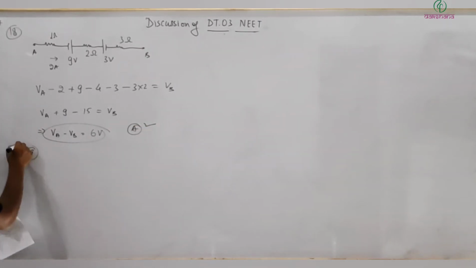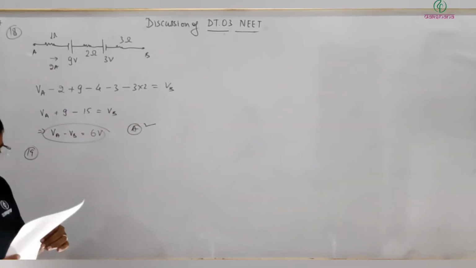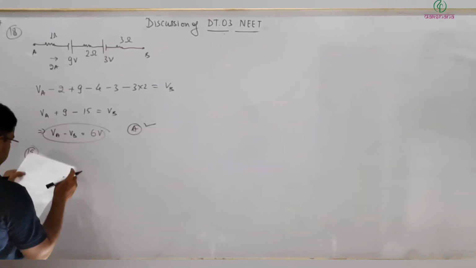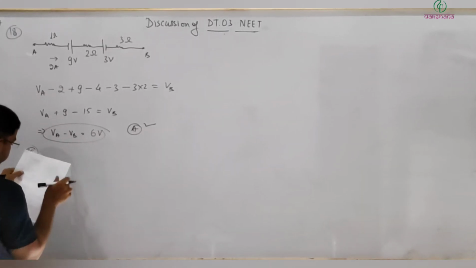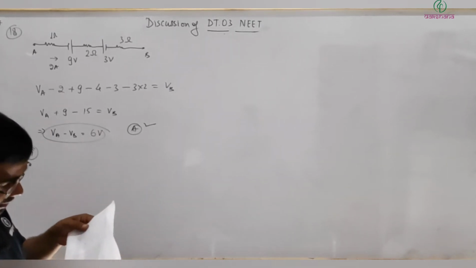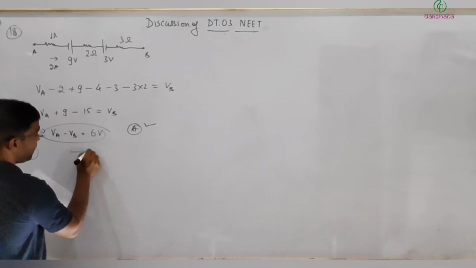Next question number 19. Method is this, you should be clear with that. The resistance between A and B, so here also it's a straightforward thing. Just once again, it's not clearly visible. Alright, let me first draw the diagram.